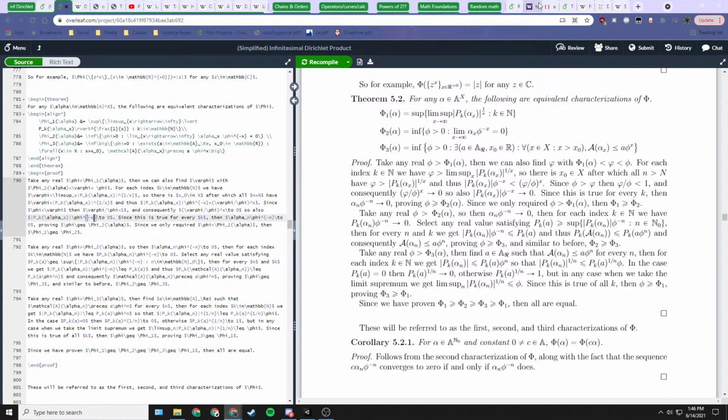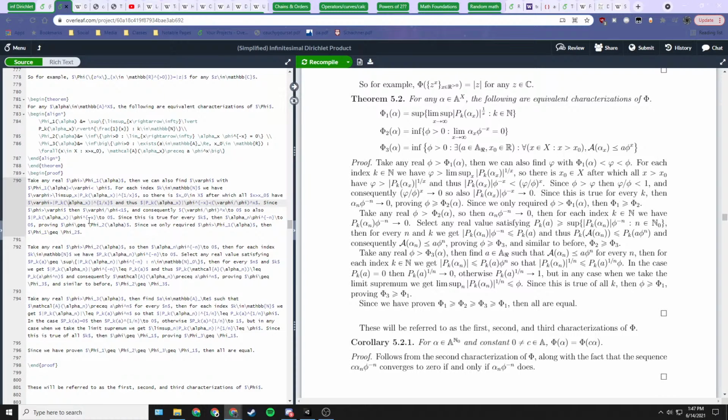Okay, so we're starting from the first characterization. So there's x0 after which, and sorry, this should be x greater than x0, we have this, and thus this, since phi is greater than bar phi, this is less than 1, and this goes to 0, so this goes to 0.